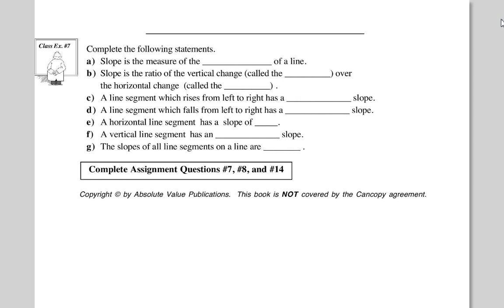Complete the following. Slope is a measure of the... Good. Slope is the ratio of the vertical change called the rise over the horizontal change called the run. A line segment which rises from left to right, so that's this. Good. Positive slope. A line segment which falls from left to right, that would be this one. That would be a negative slope. A horizontal line segment has a slope of, just like this class, 0 fun.